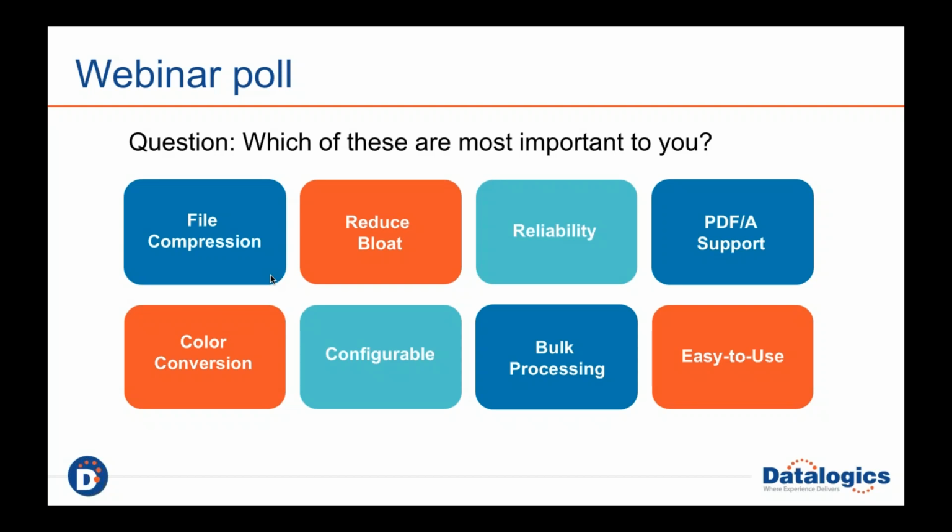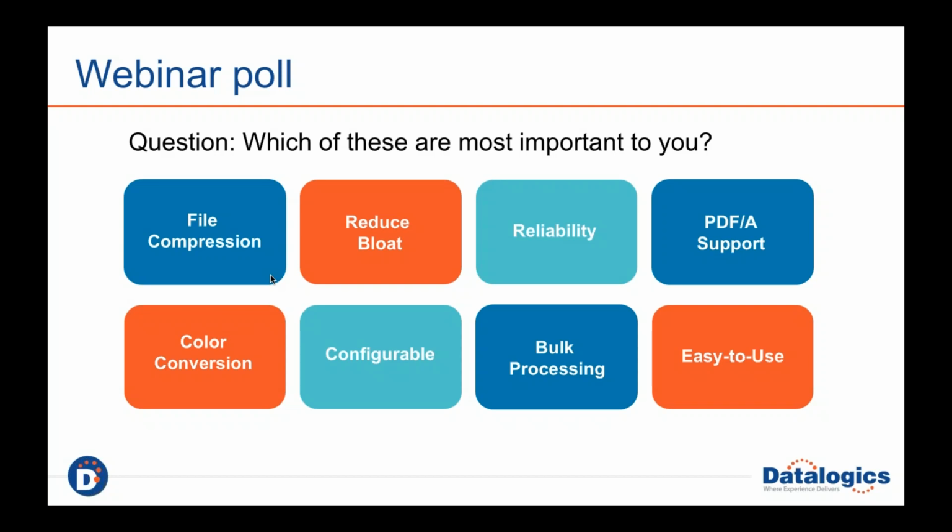All right, color conversion, file compression, reducing bloat, bulk processing. So it looks like bloat, compression, bulk processing. Wow, they are coming in faster than I can read them right now. Thank you all for participating. Keep them coming. Bulk, pretty much everything. That's a nice general one there.